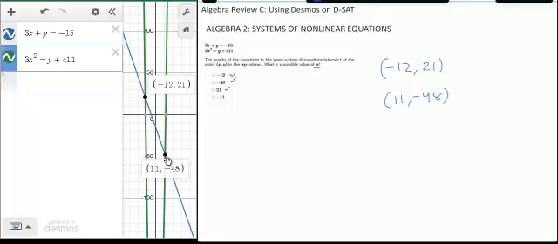It wants what's one possible value of x. It's either negative 12 or 11. The only one of those that I have is negative 12, and so that would be the correct answer for that problem.